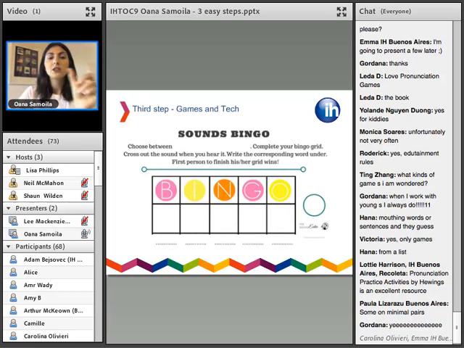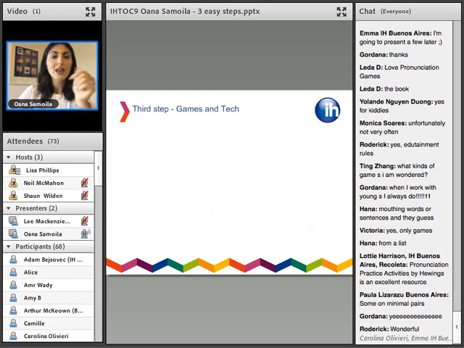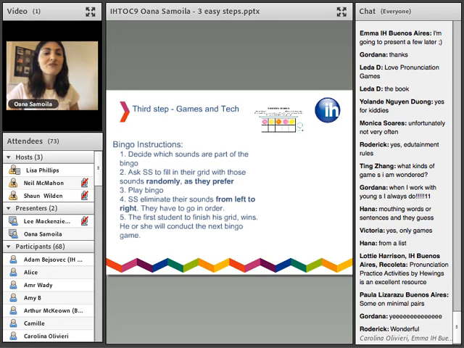As you can see, there's an empty space in the middle of the instructions where you should put in the sounds that you're going to focus on. I'm going to give you the instructions for this real quick because I'm running out of time and I think Neil's going to kick me out.